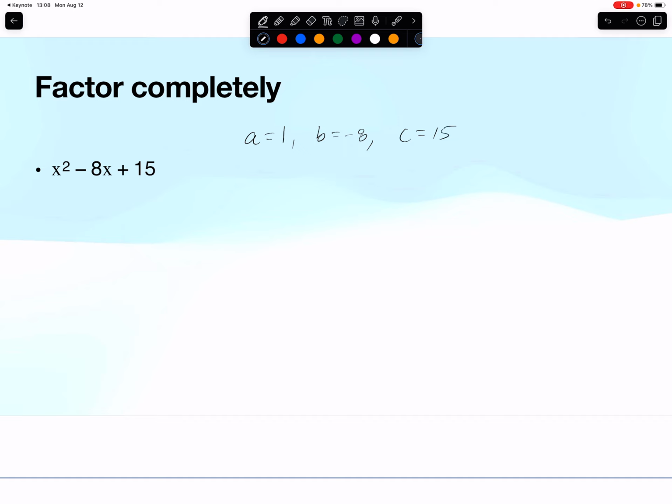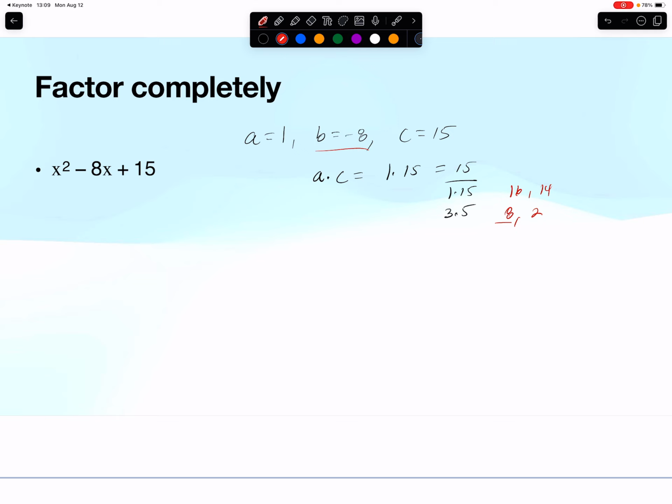So we're gonna do it the standard way that we did in the previous video. A times c, it's going to be 1 times 15, which is going to be 15. So factors of 15, 1 and 15, 3 and 5, that's it. We look at their sums, that'd be 16, and then difference, 14, sum, 8, and difference, 2. Okay, so we're after 8, and we'll have to fuss with the sign in a minute.